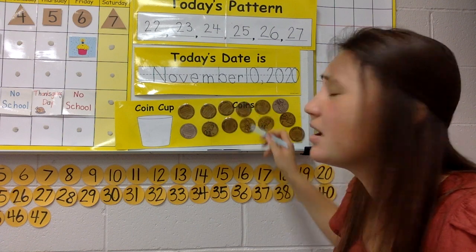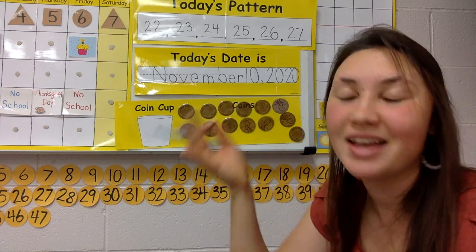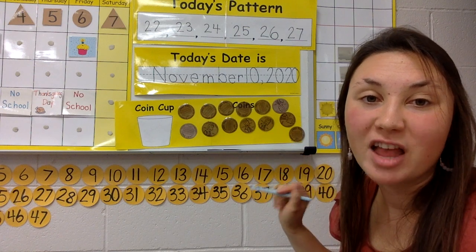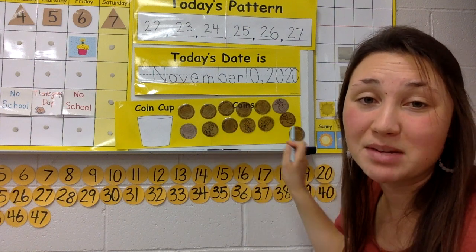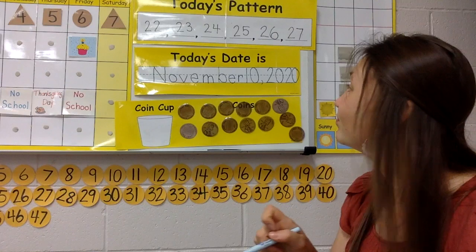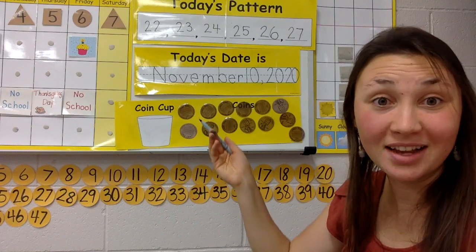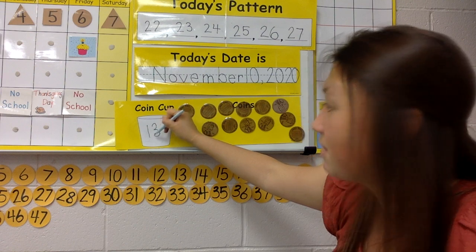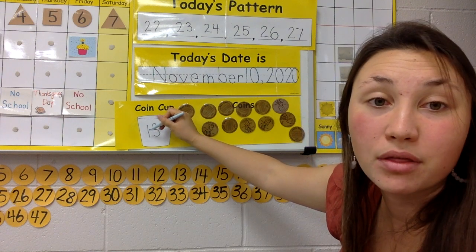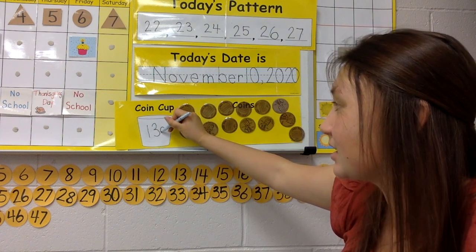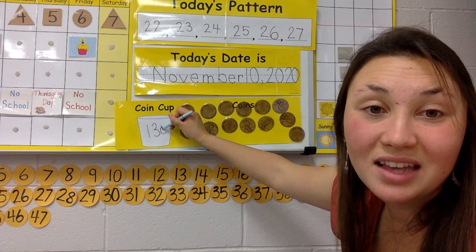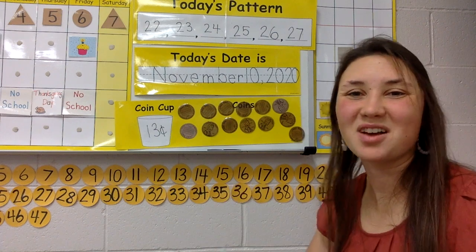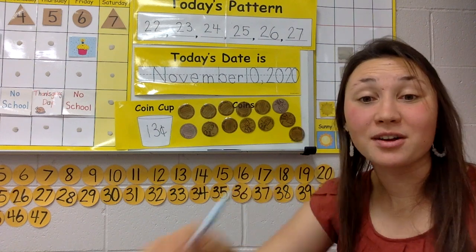So how many cents do I have if I have 13 pennies? How many cents do I have if I have 13 pennies? 13 cents. That's right. A 1 and a 3 makes 13. 13. And a cent sign is a C with a line through it like that. 13 cents. Awesome. Let's move on to weather.